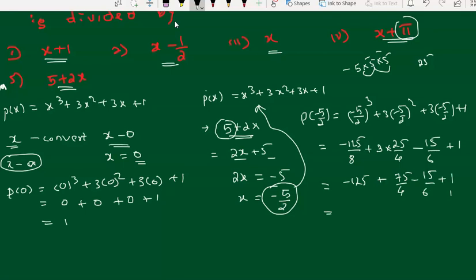Okay, so here I forgot to write this. Now take the LCM of 8, 4, 6 and 1. How do you calculate the LCM of 8, 4, 6 and 1? Just take the LCM. If you want to calculate, you can calculate here.